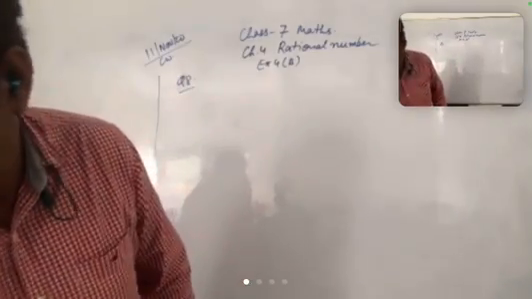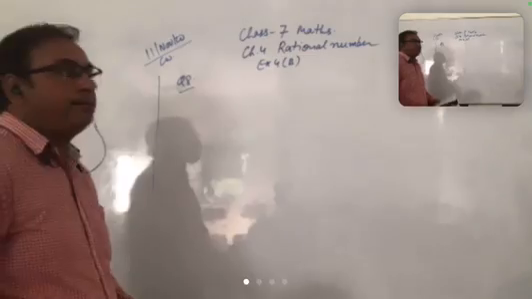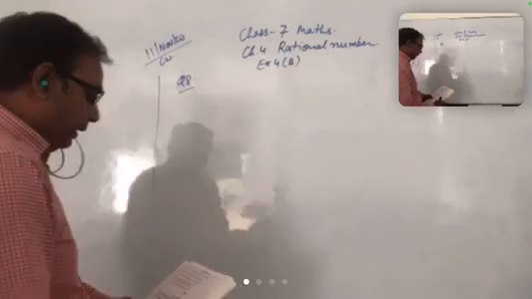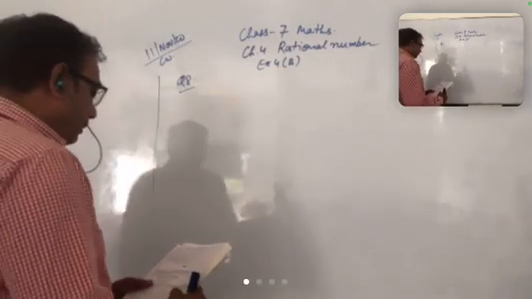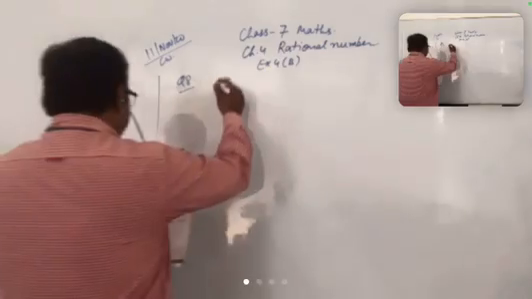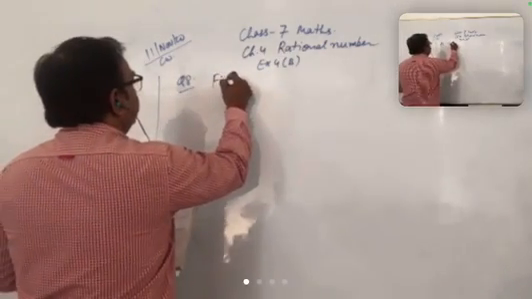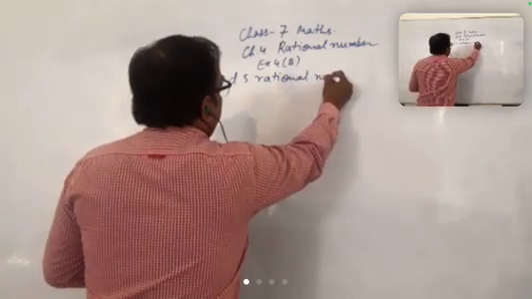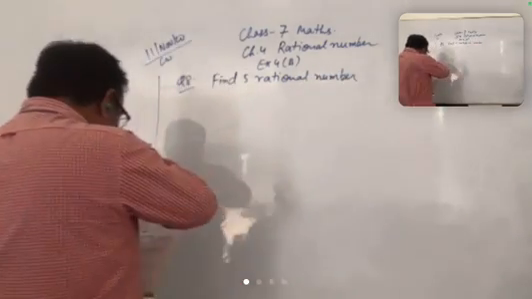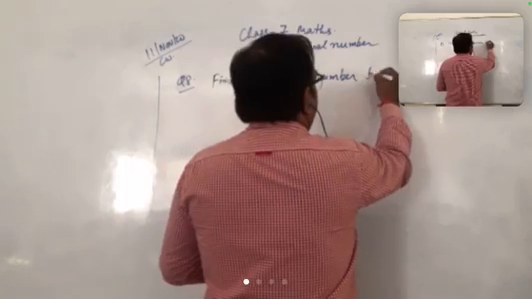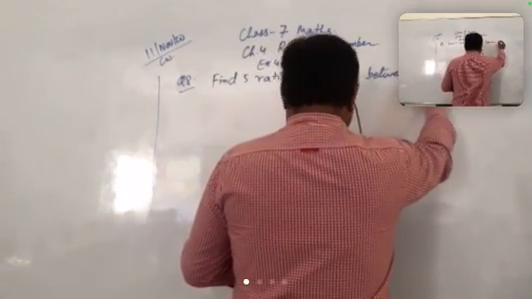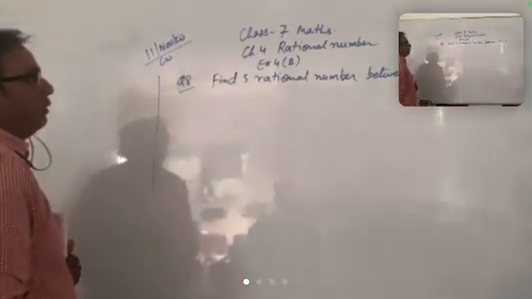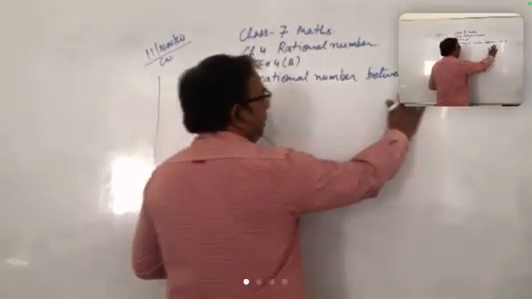Now let us start exercise 4b, question number 8. Question number 8 is: find five rational numbers between -3 and -2. So we have to write five rational numbers between these.